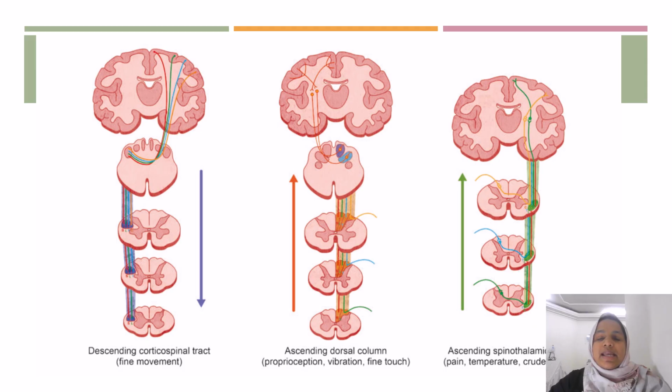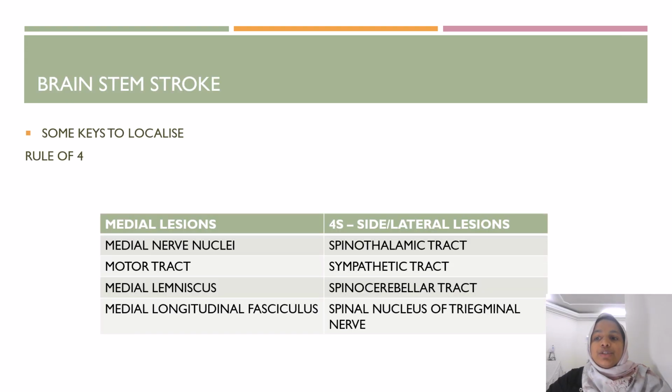Okay, so this is again an image which I've added just to know what is happening, where it is crossing, what sensations are being carried. So now we'll come to the brainstem stroke proper and understand what the keys are to localize the lesions. So we have told that it's a crossed hemiplegia.